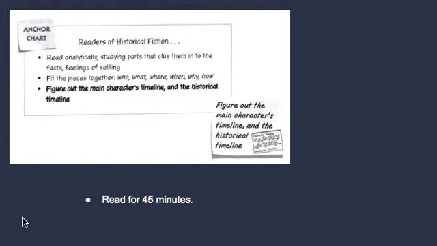Readers, it's important to figure out the main character's timeline and the historical timeline, thinking about how these two are connected and how events can often cause other events. That's a strategy that might help you in your independent reading and your read aloud.